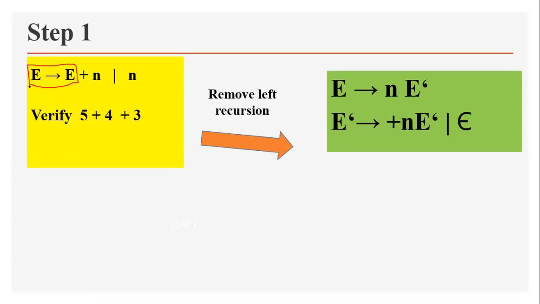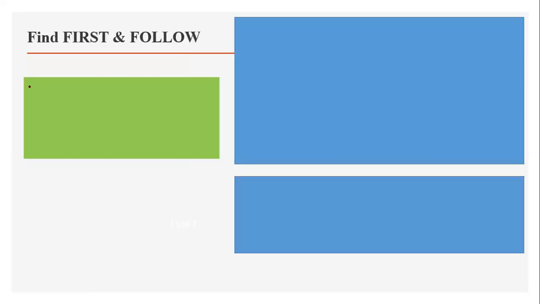Now the grammar is ready for the top-down approach. That is, we can directly apply LL1 on this. Now we'll take this and find first and follow for the given grammar. So we have to verify first. We have to compute first for E and E dash.